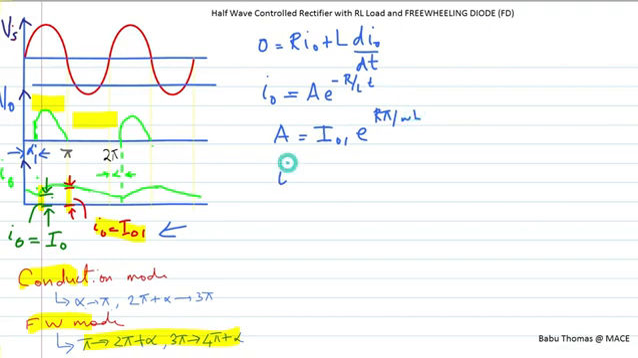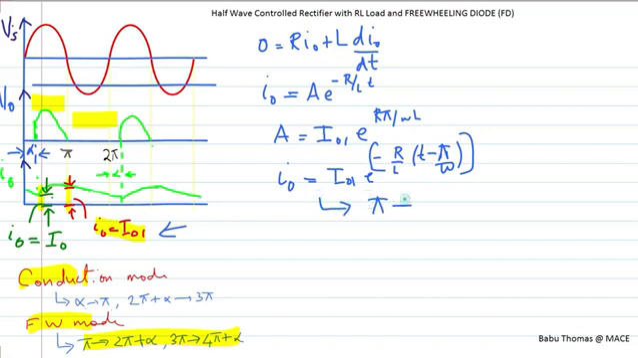So therefore I0 is nothing but I01 into e raised to minus R by L into t minus pi by omega. So this is for the period from pi to 2 pi plus alpha, and you can also find out your average output voltage.